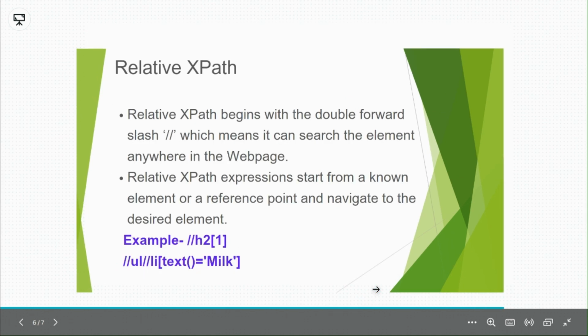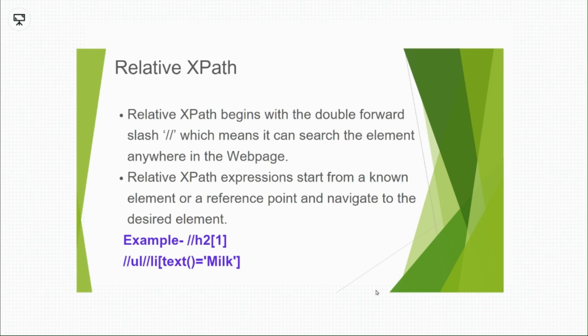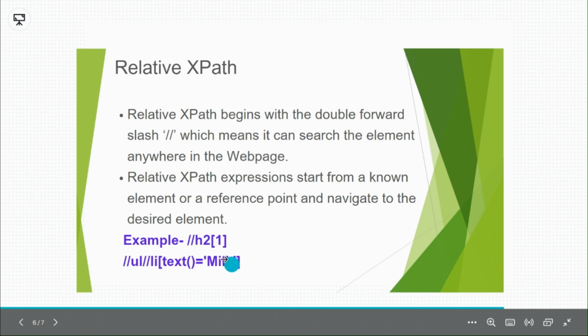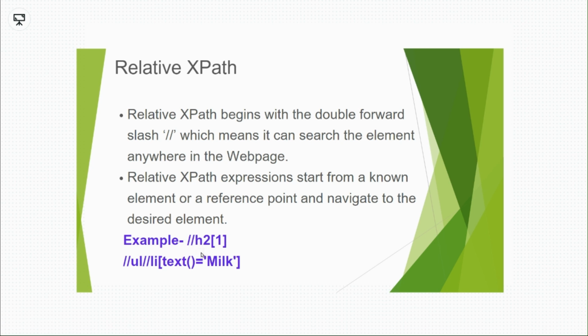Now let's discuss relative XPath. We generally use relative XPath in our project. It is very rare that we use absolute XPath. So relative XPath begins with a double forward slash, which means it can search the element anywhere in the web page. Relative XPath starts from a known element or a reference point and navigates to the desired element. You can see that I have given some examples which we used in the previous session. Now I will explain this example on the Facebook login page.